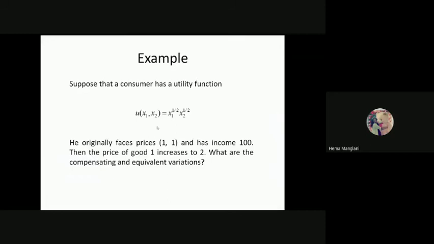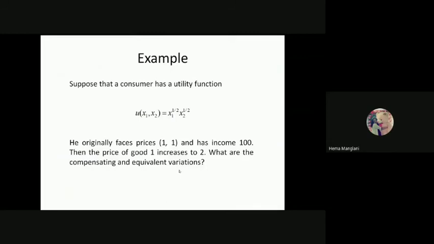Here we have the original prices, that is 1 to 1. It means the price of x1 is 1 and the price of x2 is also 1. The consumer has an income of 100. Then the price of good 1 increases to 2. So this vector would change because this 1 is now converting into 2. We have the original vector, 1 to 1, and the new vector, 2 to 1. So what are the compensating and equivalent variations in income?